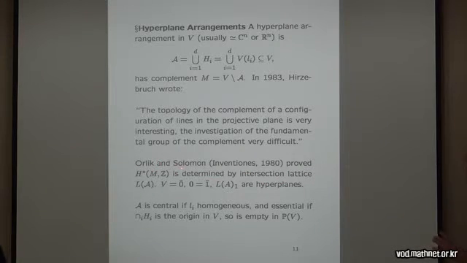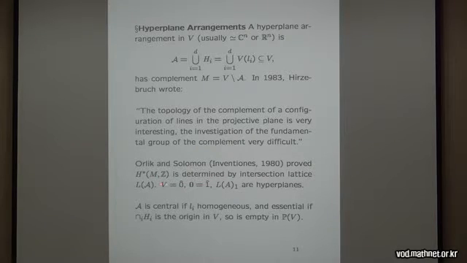Anyhow, in an old Inventiones paper, from 36 years ago, Orlik and Solomon gave a beautiful description of the cohomology ring. Notice, here's a question about the fundamental group, so I'm going to skip the fundamental group for a second and go to the cohomology ring. And it's determined by the intersection lattice. I'm going to say what that is on the next slide.